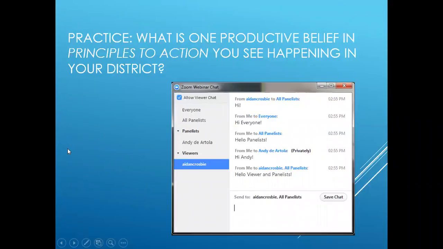We had discussed at the end of last week this whole idea of productive beliefs as far as ourselves, our districts, our students. Just to rehash that, what is a productive belief that you see happening either within your district or even within your building? If you wouldn't mind chatting that out.